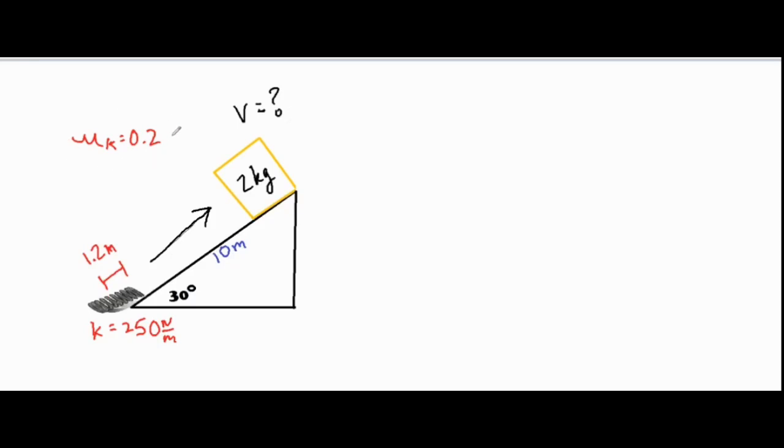We have the coefficient of kinetic friction, which is 0.2. And then we have some values that are associated with our spring. Okay, so our main idea is that if we use the conservation of energy, all of the initial energy plus or minus the work done on the object equals the final energy. So if it is a situation that does not involve any energy entering or leaving the system, then all of our initial energy is going to equal our final energy.